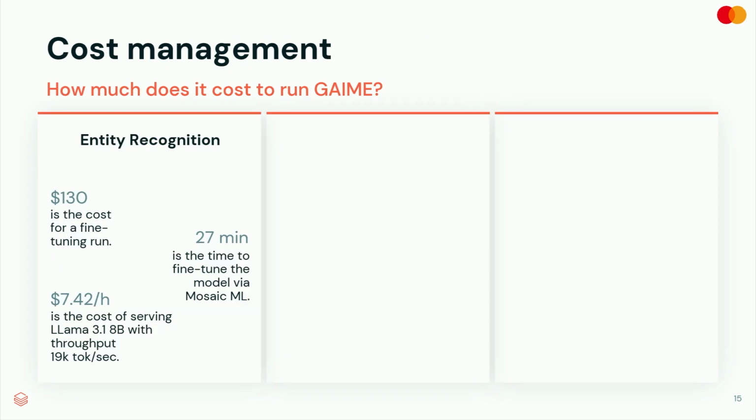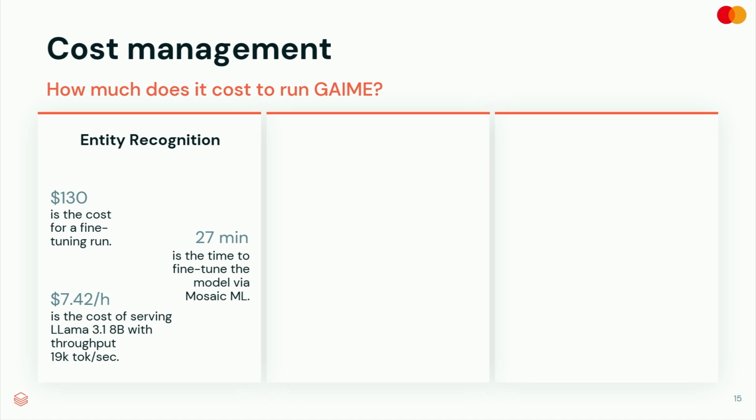And yeah, the last topic I would like to discuss is how much it costs to run this. We'll break it down for each module. For the entity recognition part, where the input is the transaction and the output is structured JSON with labeled entities, it costs approximately $130 for one fine-tuning run, which takes around 27 minutes. So it's quite fast. We really love Mosaic ML. It's very convenient and very easy to use.